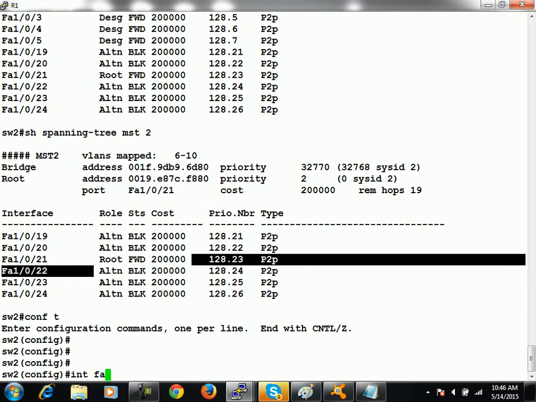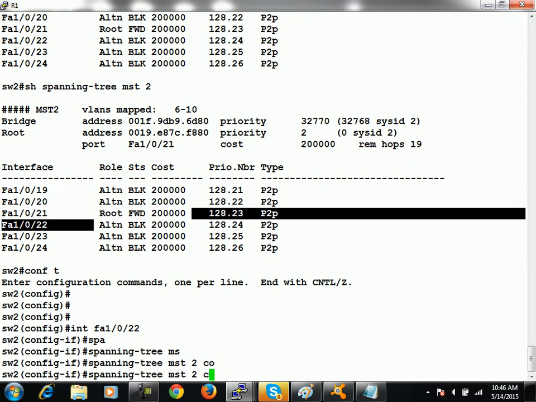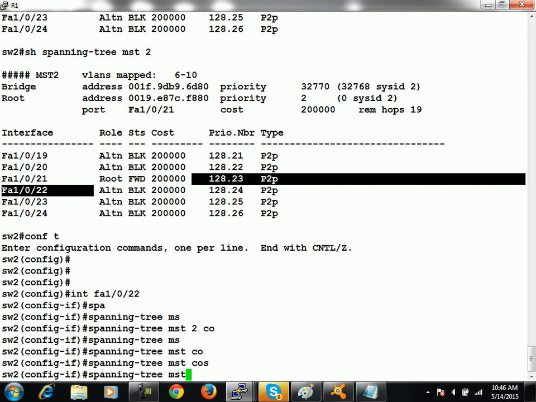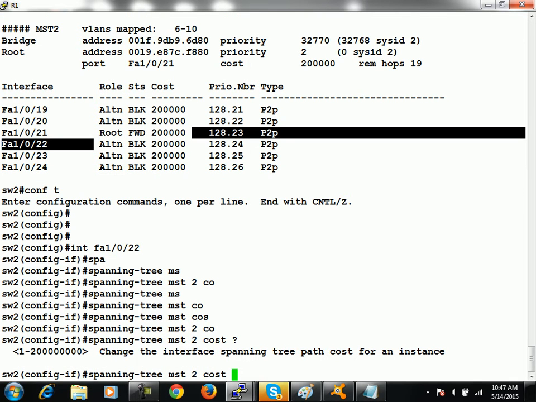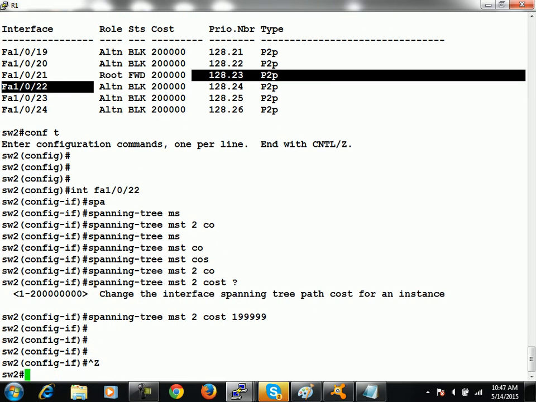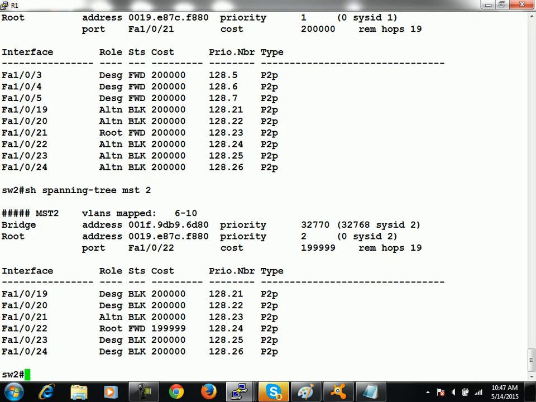Let's say for example, for fast Ethernet 1/0/22, say spanning tree MST 2 cost. Here you cannot change cost like this, spanning tree MST cost. No, you have to specify your instance. So instance was 2 and then say cost, and cost can be configured within this range. By default it is 200,000. So make it 199,999. So it will become lower than 200,000 now. And then let me show you spanning tree MST1. For MST1, still 21 will remain as RP, but now for instance 2, 22 must be configured as RP.